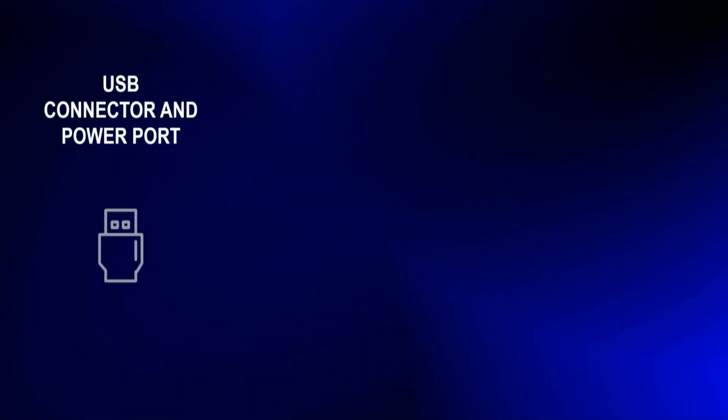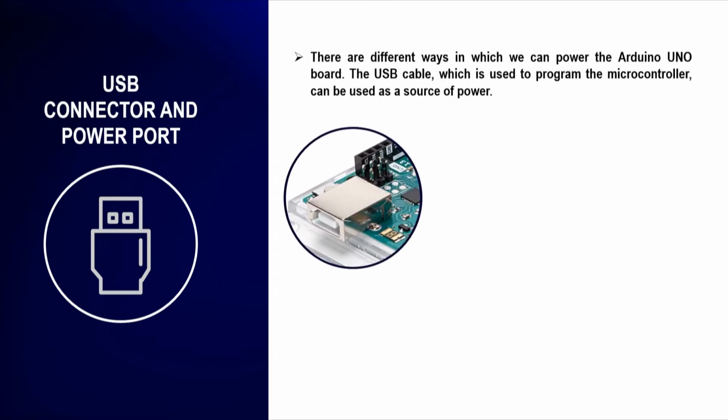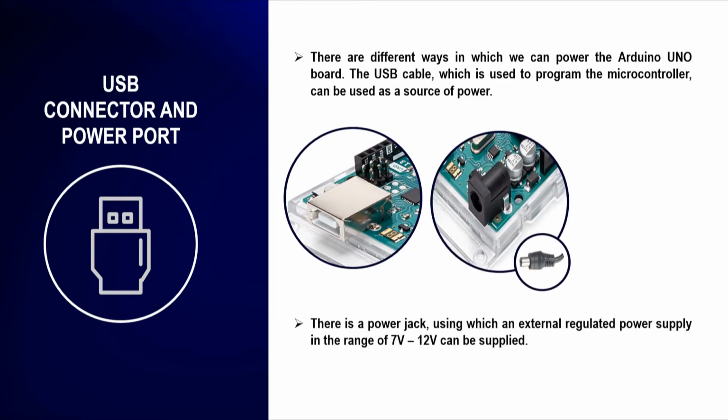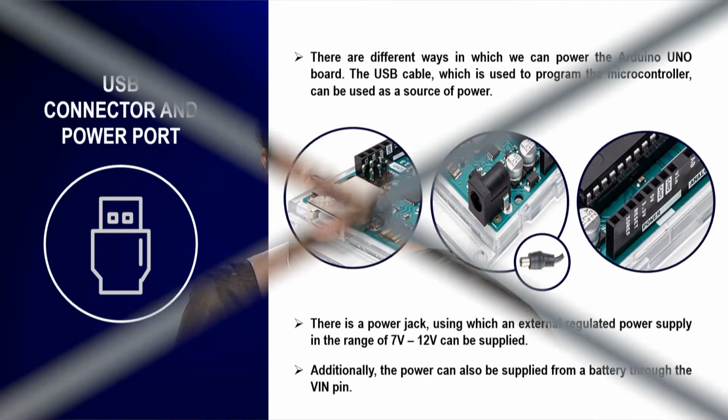Now, the USB B port we are seeing is used to program the microcontroller, and it can also be used as a source of power. That means, when you are connecting with the computer, this Arduino board will get the power. There is also a power jack with which we can input 7 volt to 12 volt. Otherwise, Vin is also there, so that we can input some other voltage.